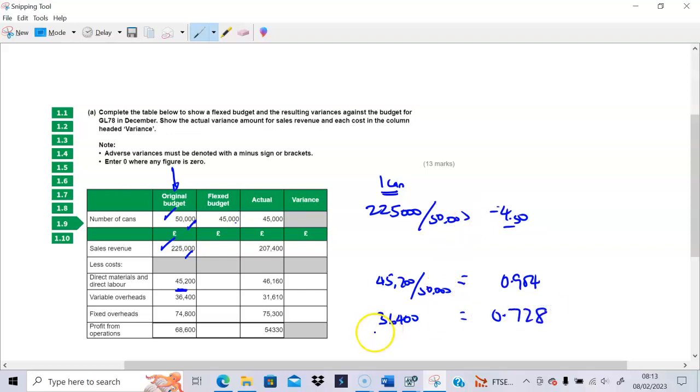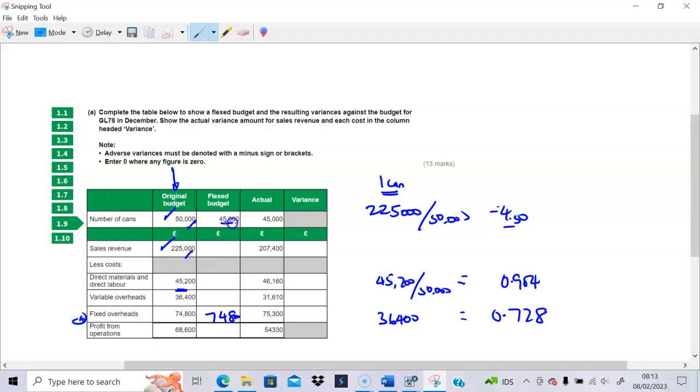And this is 0.728. And this is a fixed overhead, so we won't do that. We're going to leave that as it is because that is what the budget was always going to be, 74,800. It's not variable, right? That's important. Okay, great.